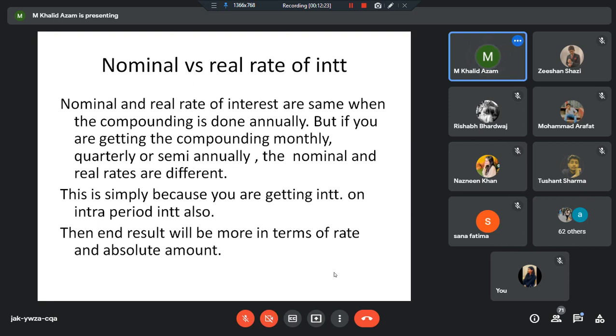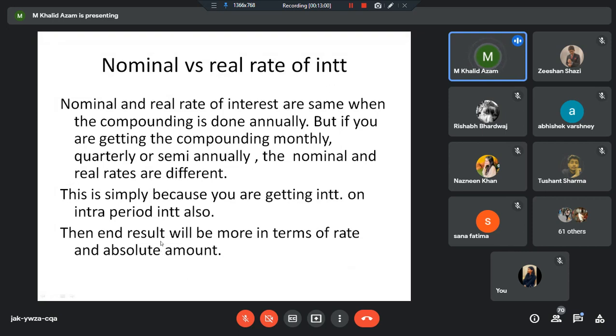But the thing is, things are the same. But the terminology used under different conditions is going to be different. That's why we are going to take it up in this manner. So the nominal rate and the real rate of interest we have to consider. If you are getting the compounding monthly, quarterly, semi-annually, the nominal and real rates are different. This is simply because you are getting interest on the intra-period interest also. So this is the case. Then the end result will be more in terms of rate and absolute amount, both.